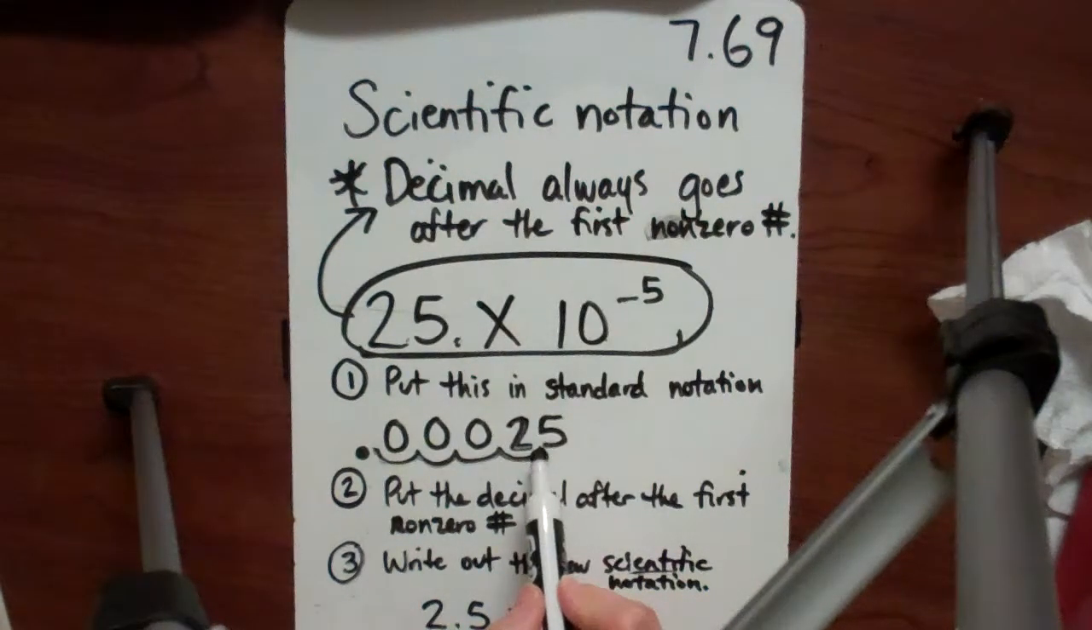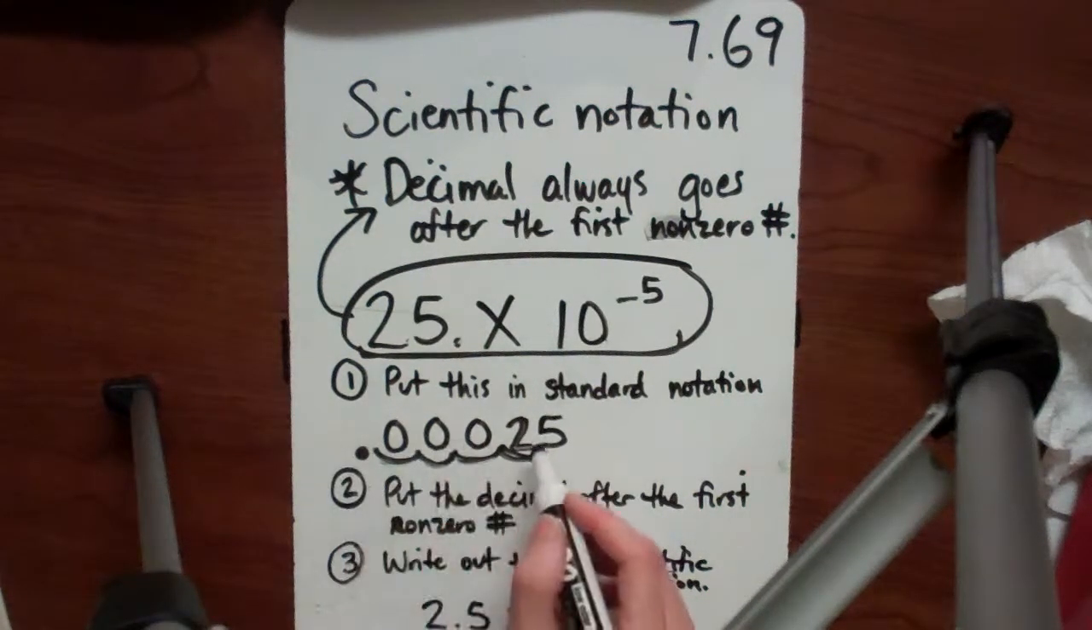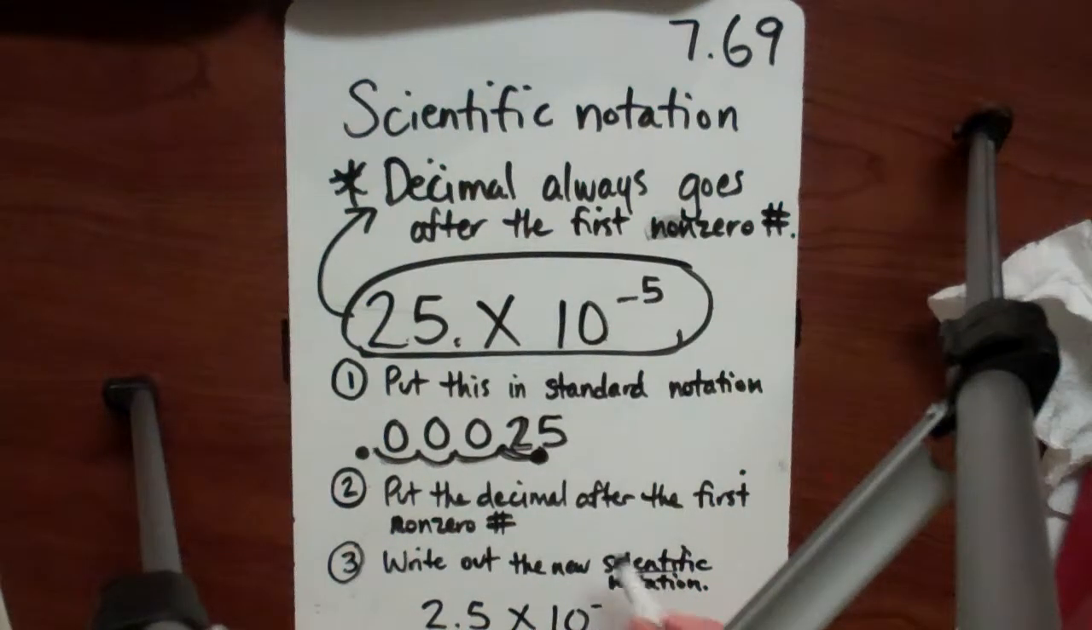And then you're going to count how many places you went to the left when you were first starting out. And hopefully you see that it's 4, and because you went to the left, it's going to be negative. Okay, and there's 1, 2, 3, 4. So this is the correct way to write a scientific notation.